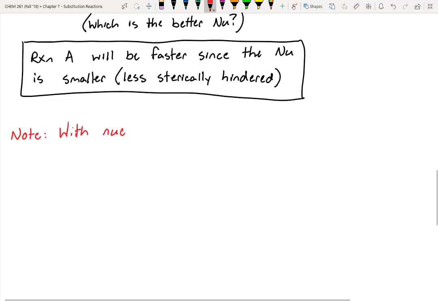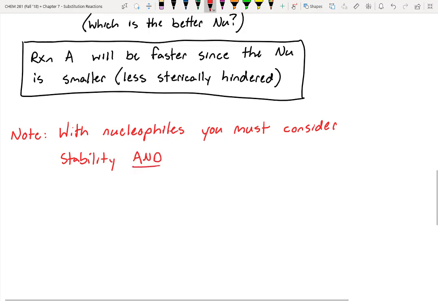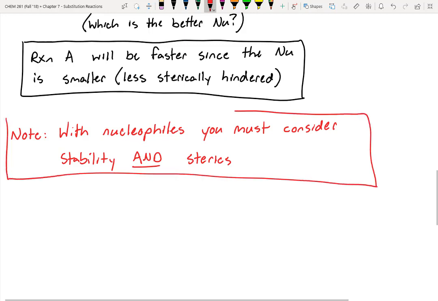With nucleophiles, you must consider stability and sterics. In fact, if your nucleophile is super duper bulky, it's just never going to be a good nucleophile.